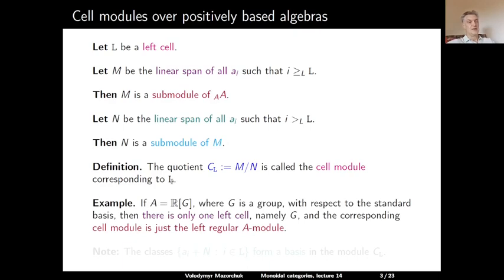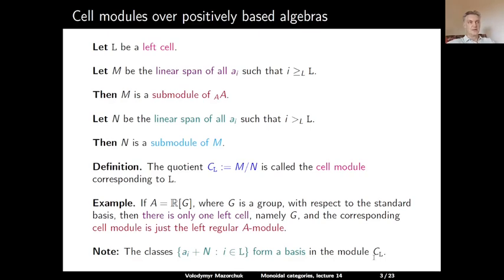For example, if we take the example from the previous slide, where A is the real group algebra of some group G with respect to the standard basis, then there is only one left cell, namely the whole basis consisting of all group elements in G, and the corresponding cell module is just the left regular A-module. Also note that directly from the definition, it follows that the classes of a_i plus N, where i runs through our left cell L, form a basis in the cell module.